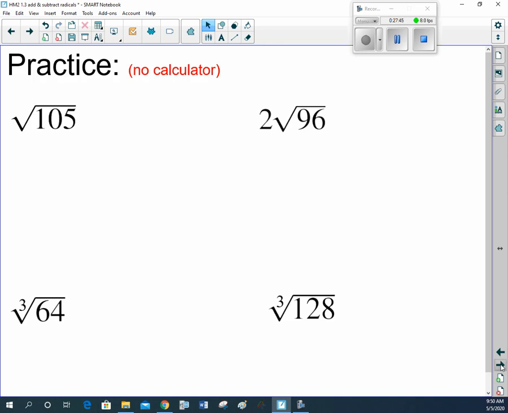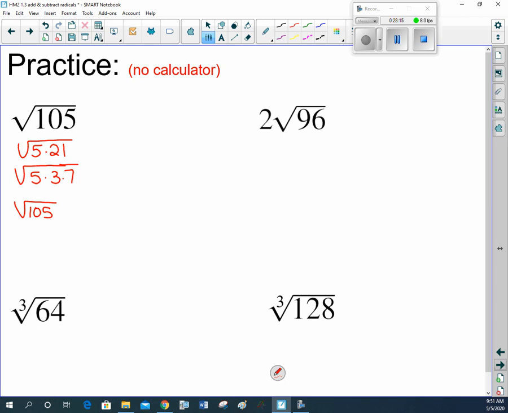So practice, no calculator. That means I just don't want you to type in the square root of 105 and give me the answer. You've got to work it out. On your homework, you have to show what factor pair you used to get the square root of 105. So 105 is 5 times 21, and this one I'll go down to prime factorization so that you can see there are no perfect square factors in that. So square root of 105 is its simplified form.